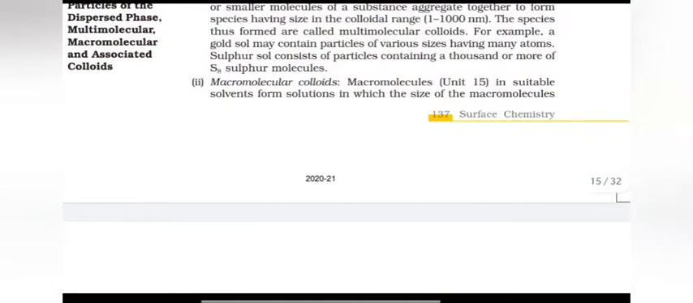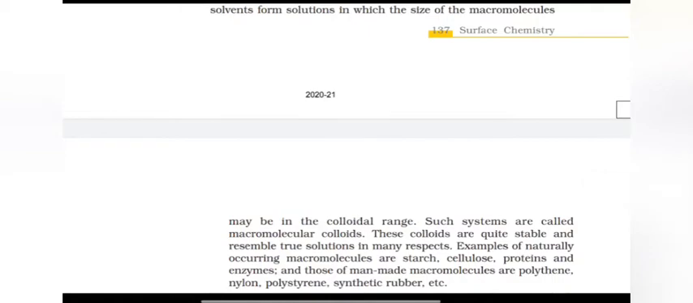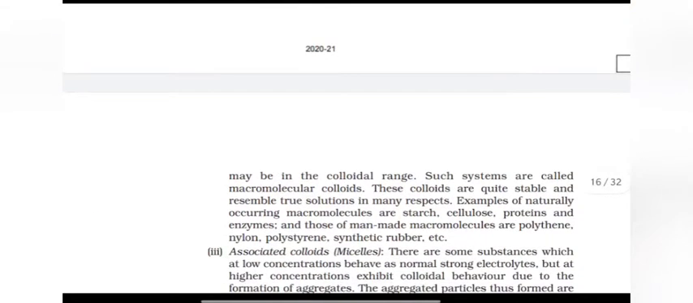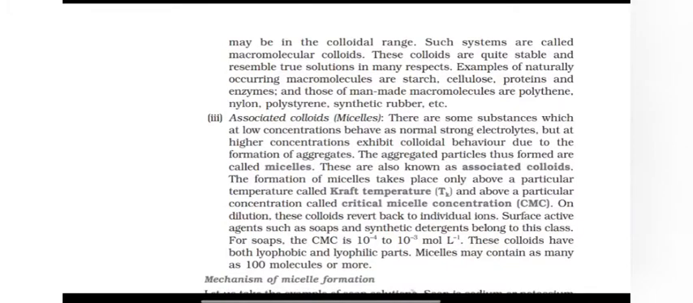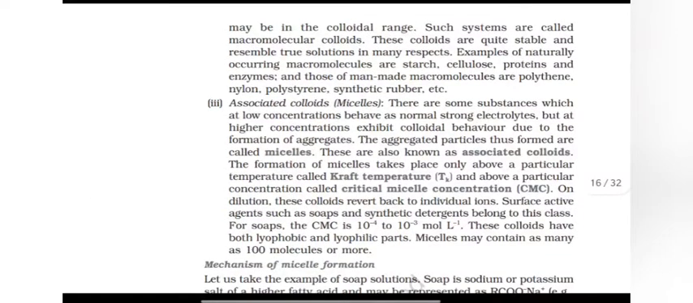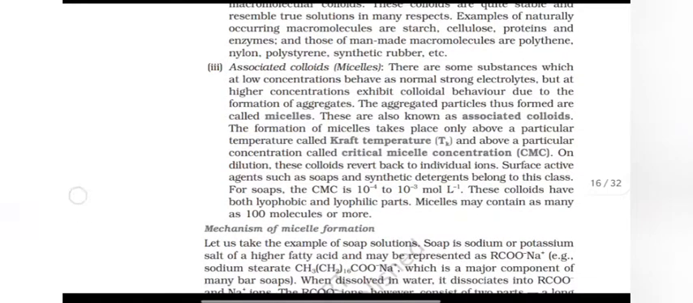Macromolecular colloids. Macromolecules in suitable solvents form solutions in which the size of macromolecules may be in the colloidal range. Such systems are called macromolecular colloids. These colloids are quite stable and resemble true solutions in many respects. Examples of naturally occurring macromolecules are starch, cellulose, proteins, and enzymes. And examples of man-made macromolecules are polythene, nylon, polystyrene, synthetic rubber, etc.